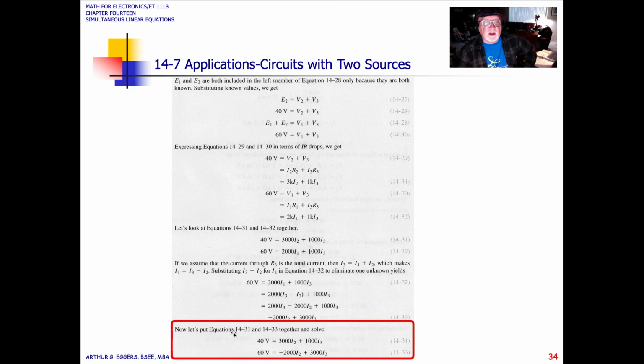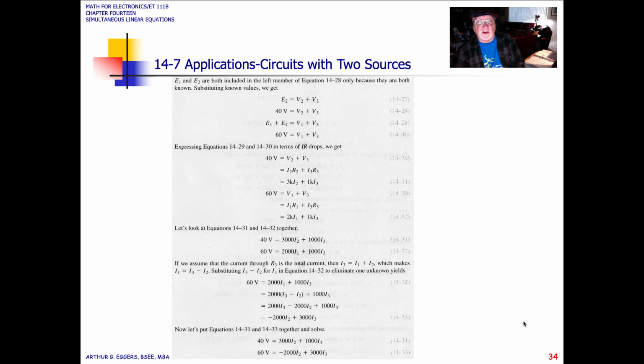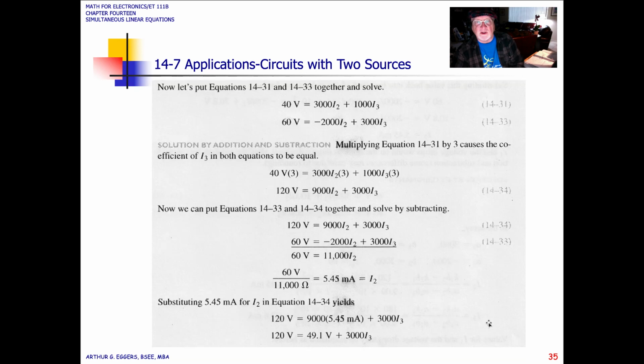We gather our terms. 2,000 plus 1,000 gives us 3,000 I3 minus 2,000 I2. Now let's put the equations 1431 and 1433 together. We're going to put them together and solve. So we have 40 volts is equal to 3,000 I2 plus 1,000 I3. That's this expression up here. And 60 volts is equal to minus 2,000 I2 plus 3,000 I3. So that's this expression here. So now we've got two relationships with two unknowns.